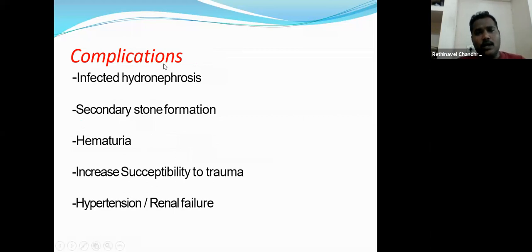So if you are not going to treat a PUJO, what will happen? These are the complications. Infection will occur. Secondary stone formation will occur, and these patients have increased susceptibility to trauma, because in these patients the kidney will be ballooned out. Due to obstruction the kidney will be enlarged and can perforate. So when they suddenly fall, they are more susceptible to trauma, and ultimately, when you do not treat the PUJO obstruction, it will lead to hypertension and renal failure.